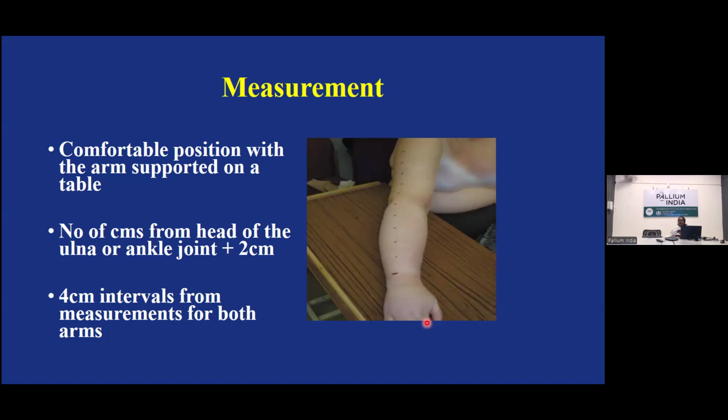For the upper arm, you take the first measurement from the head of the ulna plus 2 centimeters. That is the first point. And then from that area, you take a point every 4 centimeters. You have to mark it down first, and then you can take the circumference measurement.